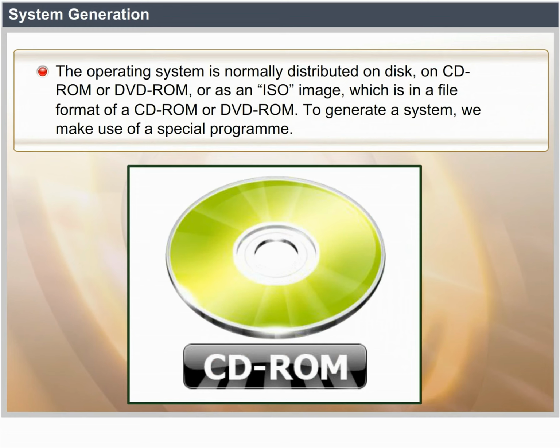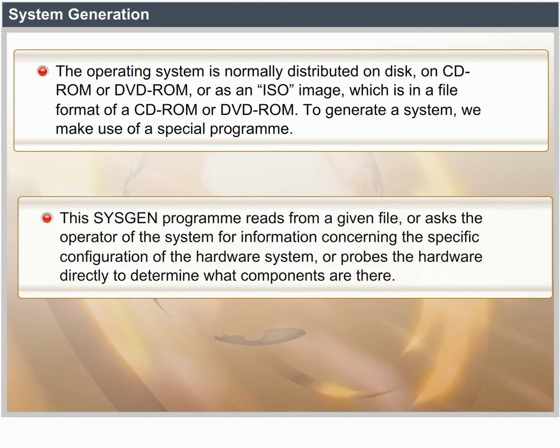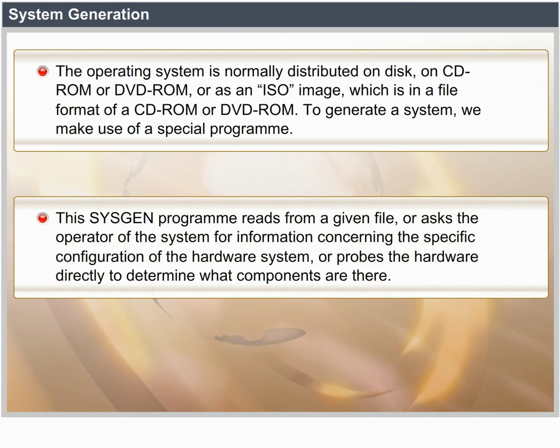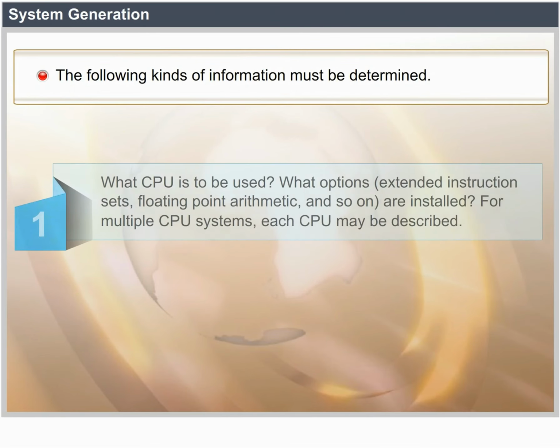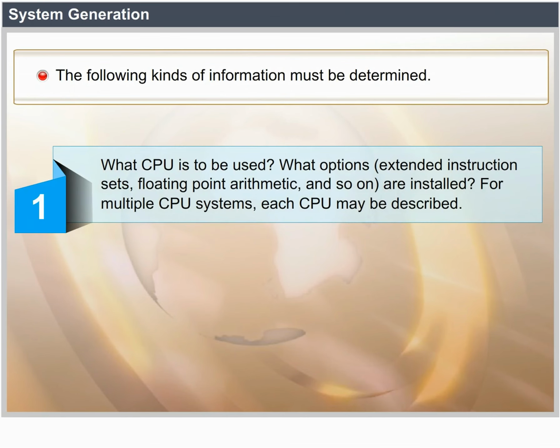To generate a system, we use a special program. This sysgen program reads from a given file, or asks the operator of the system for information concerning the specific configuration of the hardware system, or probes the hardware directly to determine what components are there. The following kinds of information must be determined: what CPU is to be used, what options, extended instruction sets, floating point arithmetic, and so on are installed. For multiple CPU systems, each CPU may be described.